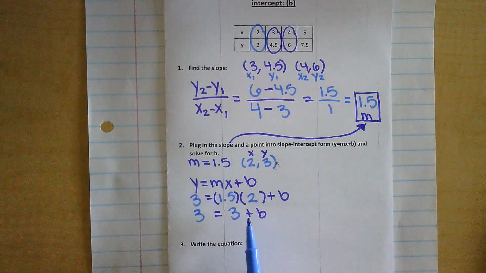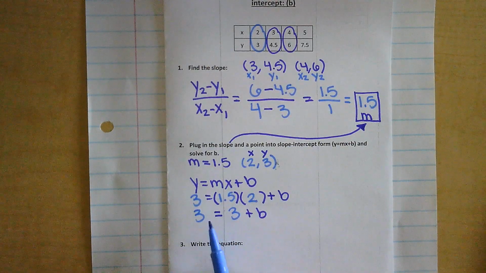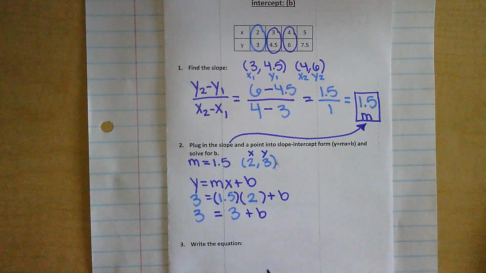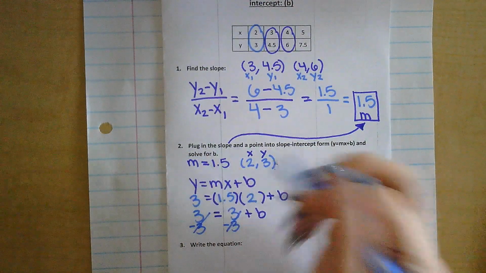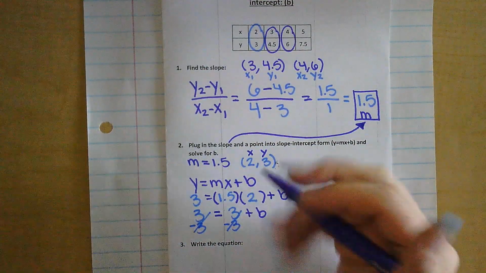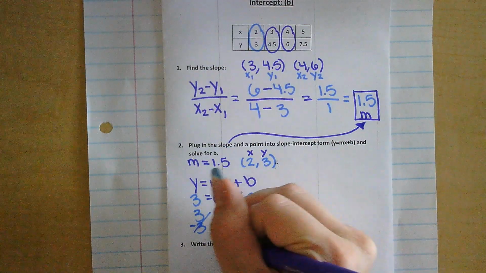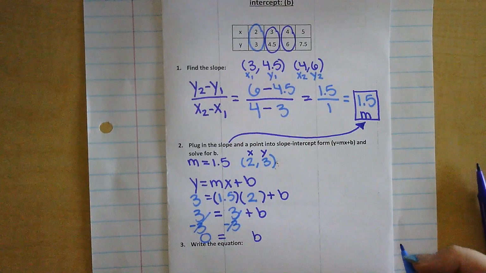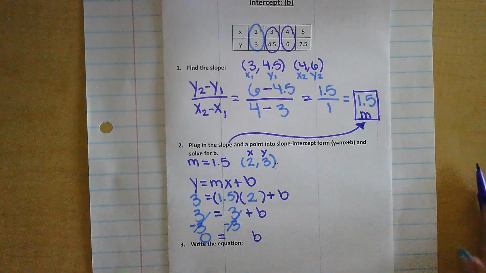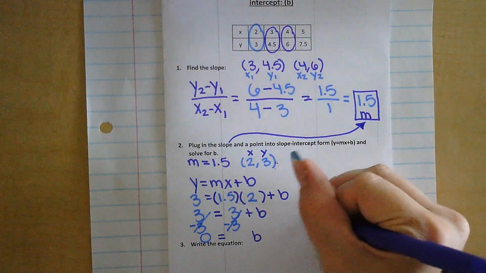And now if I look at what I add to 3 to make it equal 3, this has to be 0, and I can show that using inverse operations as well. So b in this example equals 0. Okay, and I'm going to rewrite that up here just to be a little bit neater.